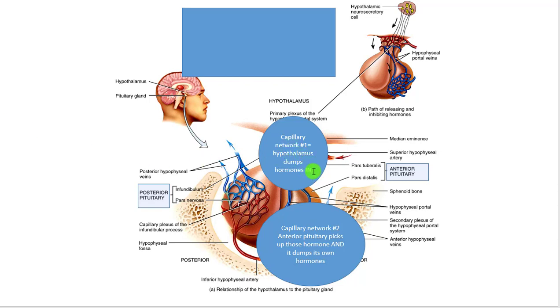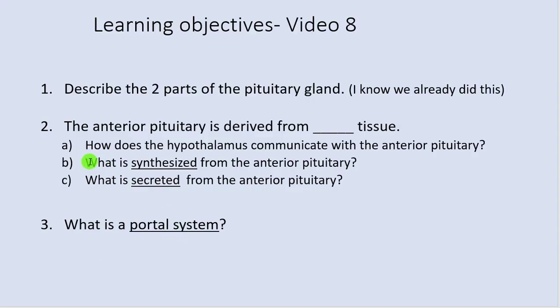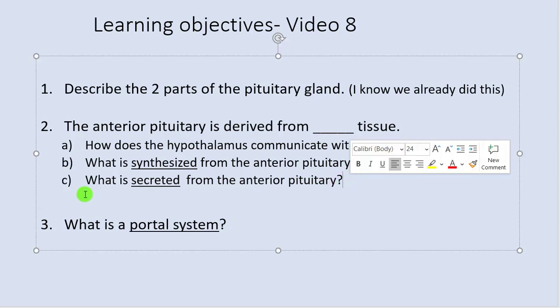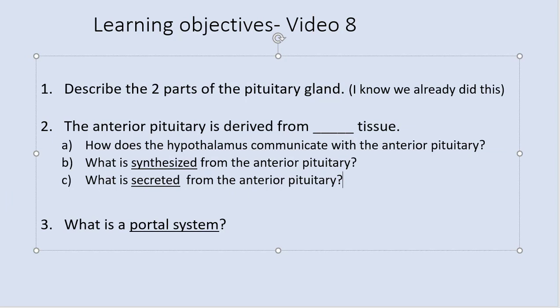Where are those hormones going? They're going off to the anterior pituitary. And capillary network number 2 is where the anterior pituitary picks up those hormones, responds, makes hormones of its own, and then dumps those into those capillaries so they can travel to the rest of the body. And what is synthesized from the anterior pituitary? A whole bunch of hormones, which we'll see in following lectures. And what is secreted? A whole bunch of hormones, which we'll see again, as I said, in following lectures. And portal system we've already defined. So that'll wrap it up for this video.